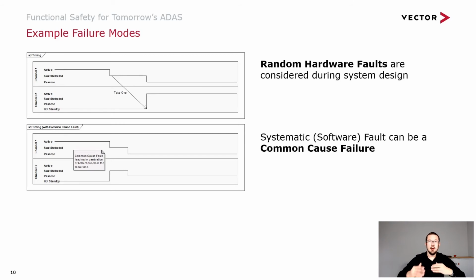Now, software, by its very nature, has systematic faults inside. This means if a piece of software that's processing is exposed to the same inputs and gives a wrong output, if you have a second piece of software doing the same processing, given the same inputs, it will give the same output. And so software by its very nature is exposed to these common cause failures.